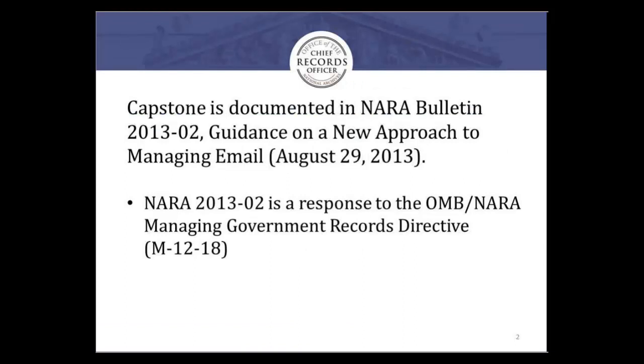The policy is the result of several years of study by National Archives and Records Administration staff from across the agency. It is documented in NARA Bulletin 2013-02, Guidance on a New Approach to Managing Email. This bulletin was issued on August 29, 2013. This new way of managing email records was also called for by the Archivist of the United States and the Director of the Office of Management and Budget in the Managing Government Records Directive, also known as OMB Memorandum M-12-18.